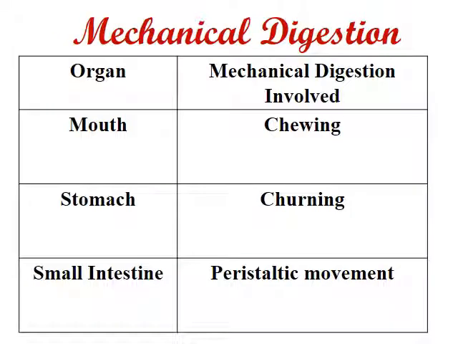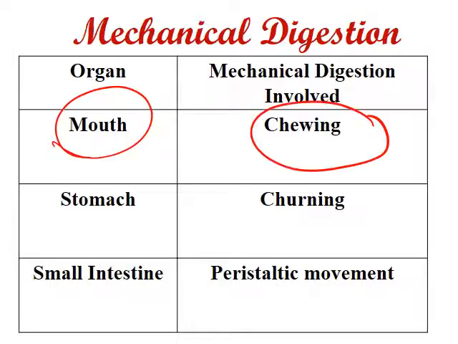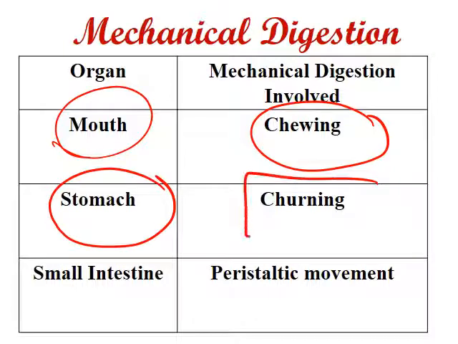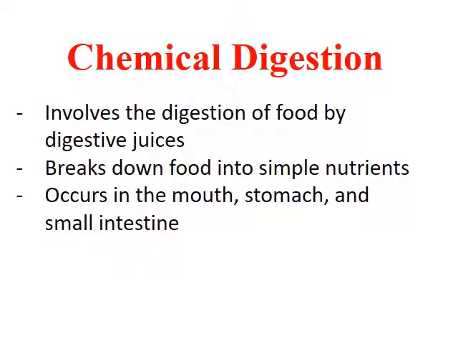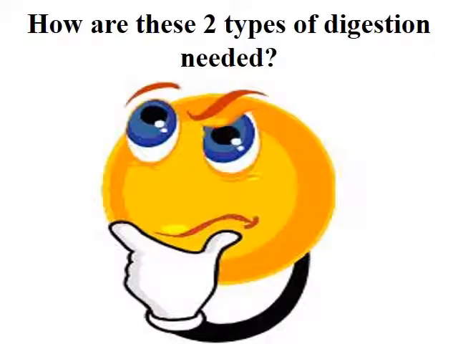Organs where mechanical digestion is involved: in the mouth, we have chewing of food; at the level of the stomach, we have churning; in the small intestine, we have peristaltic movement. Chemical digestion mainly involves the digestion of food with the help of digestive juices. They break down food into simple nutrients. It occurs in the mouth, in the stomach, and at the level of the small intestine.